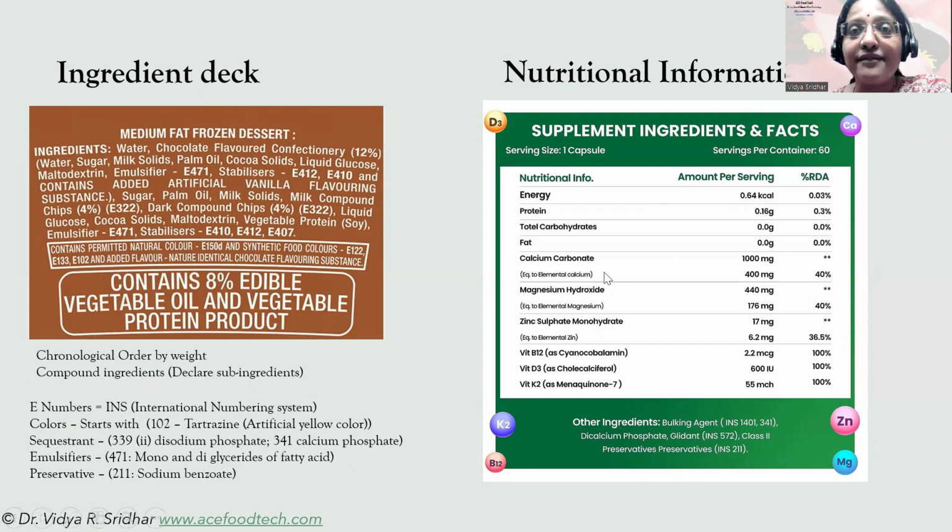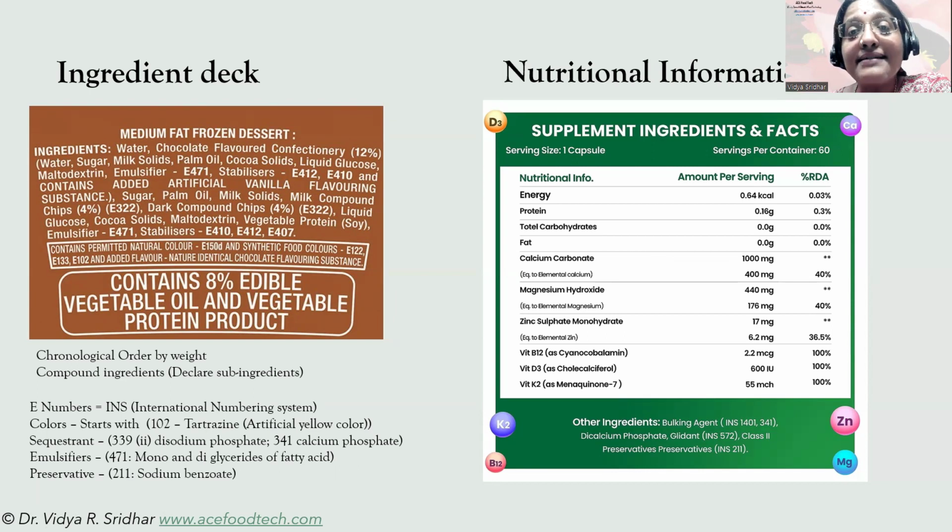Coming to the nutritional information, I'll go more deeply into the nutritional information in the next seminar that I would like to give, but I just wanted to give you a teaser into what it is. The nutritional information contains information about the nutrition: how much energy it has, how much protein, carb, fat. All of these are called macronutrients.